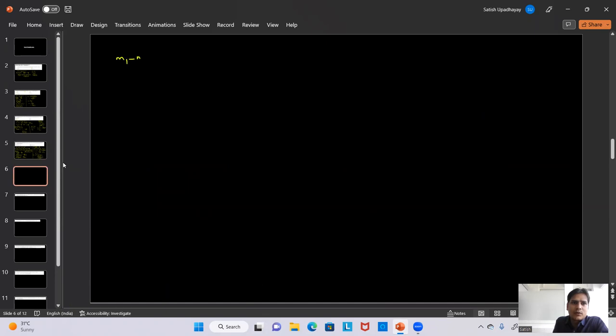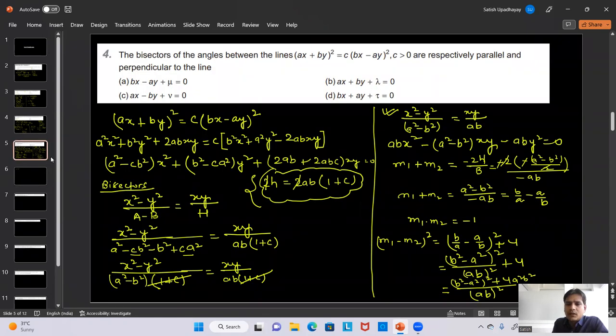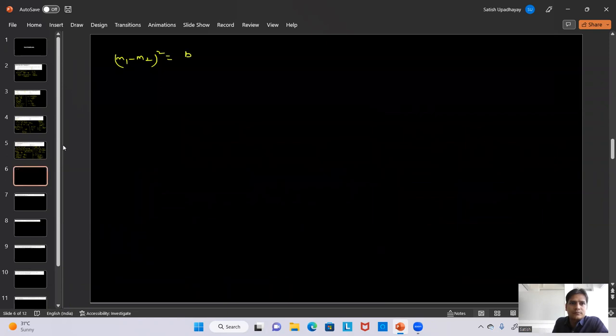M1 minus M2 ka whole square jo aayega, that will be (b square plus a square) ka whole square upon (ab) ka whole square. That will be M1 minus M2 will be your this thing: (b square plus a square) upon ab, with plus minus sign, obviously.